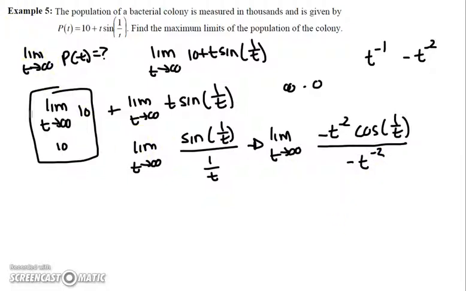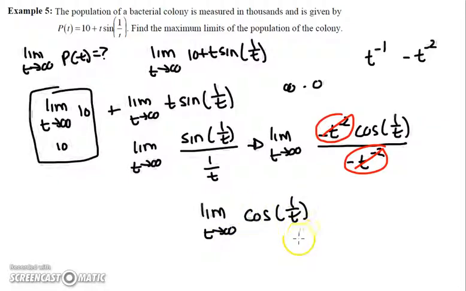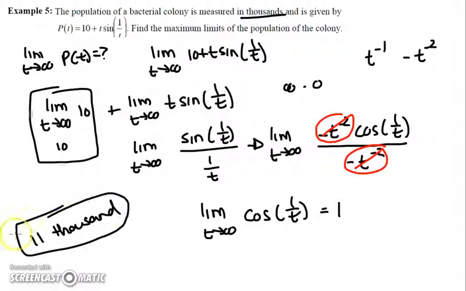If we look at what we have right now, we can simplify a little bit. I can take this, cancel it out with this. So we're really looking at just the limit as t approaches infinity of cosine of 1 over t. Well, if t is infinity, 1 over infinity is 0, cosine of 0 is 1. So this whole piece here is 1, that piece there is 10, so 11. So our maximum population is 11,000, since they're telling us it's measured in thousands. So that'll call it quits on that video, and we'll see you in the next one.